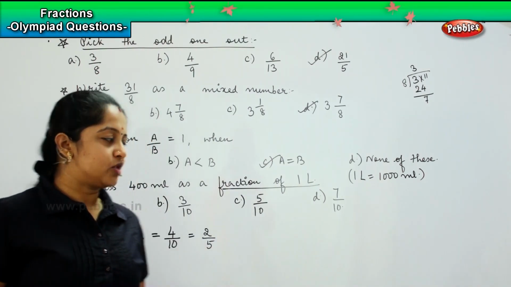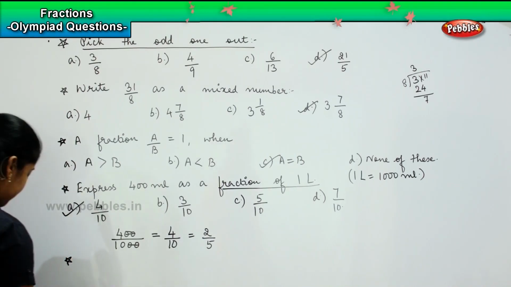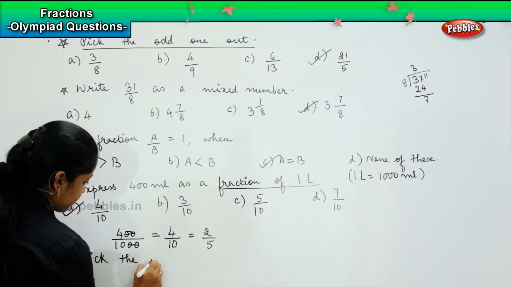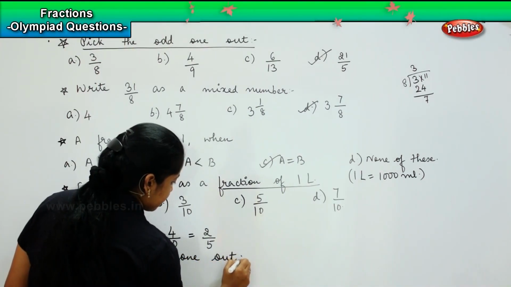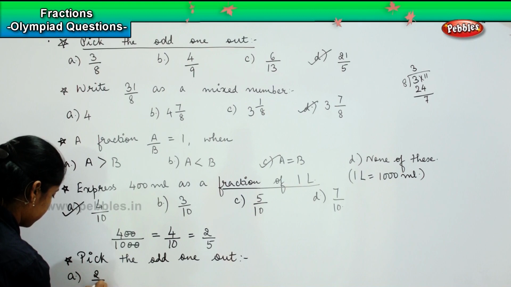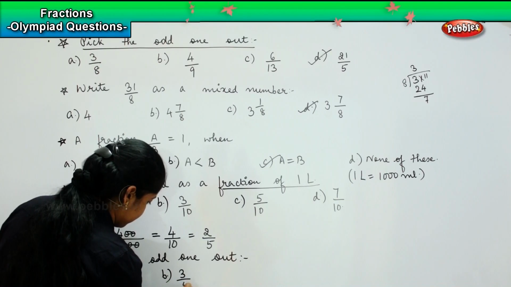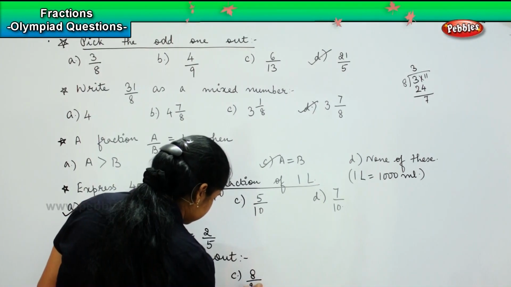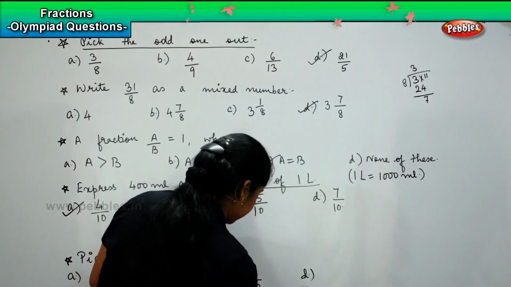Okay. The next question is, pick the odd one out. And the options are option A, 2 by 5, option B, 3 by 5, option C, 8 by 20, option D, 6 by 15.